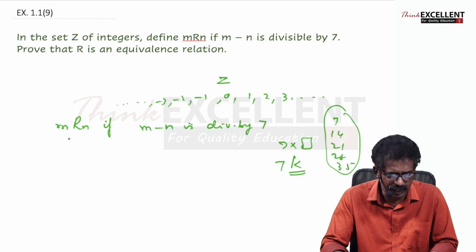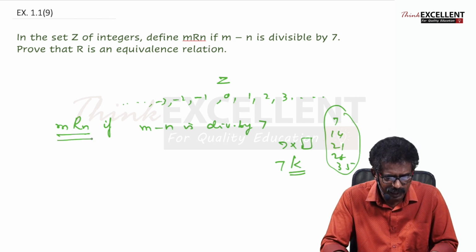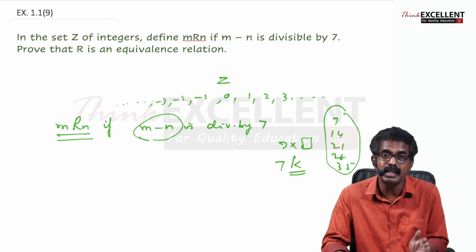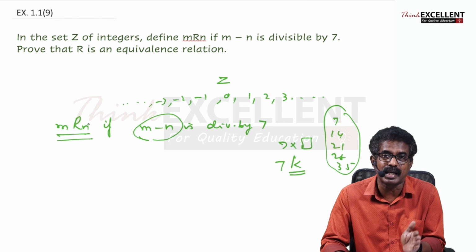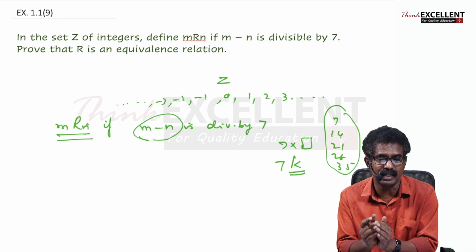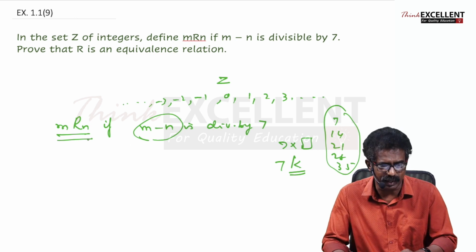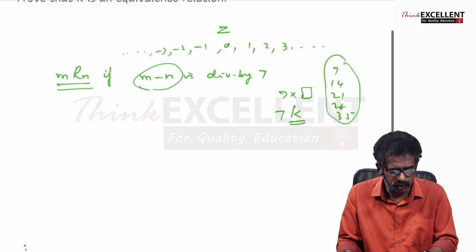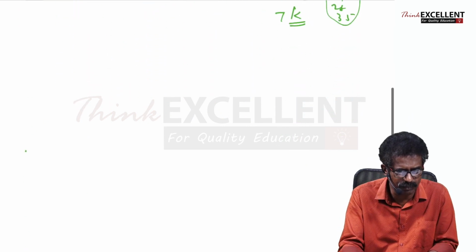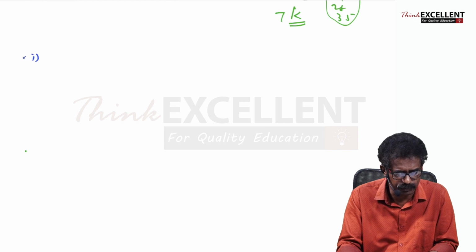So again you see, when can you say 2 elements are related? M is related to N only when their difference, M minus N, gives an answer that is divisible by 7. So prove that it is an equivalence relation. Listen carefully. We check one by one. First you have to check reflexive.